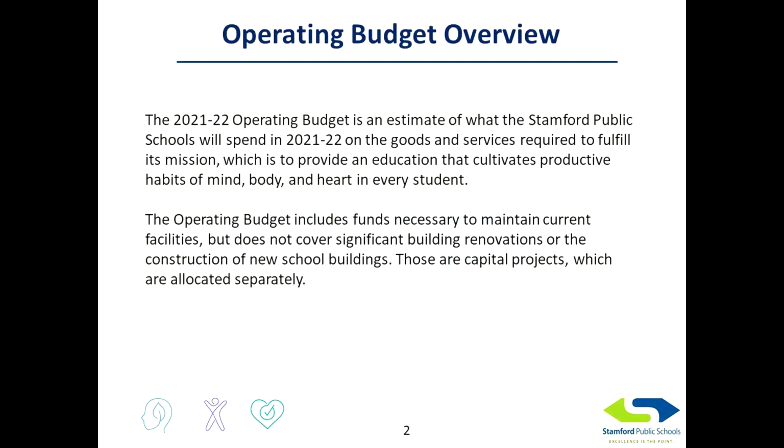The operating budget is an estimate of what the Stanford Public Schools will spend next year on the goods and services required to fulfill its mission, which is to provide an education that cultivates productive habits of mind, body, and heart in every student. The operating budget does include funds necessary to maintain current facilities, but it does not cover significant building renovations or the construction of new school buildings. Those are capital projects which are allocated separately.